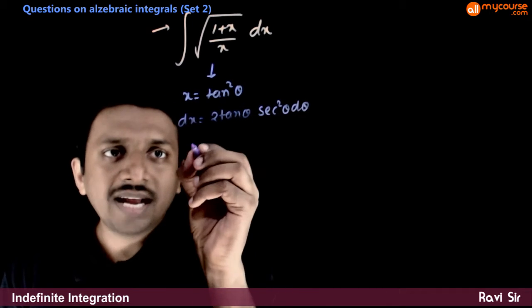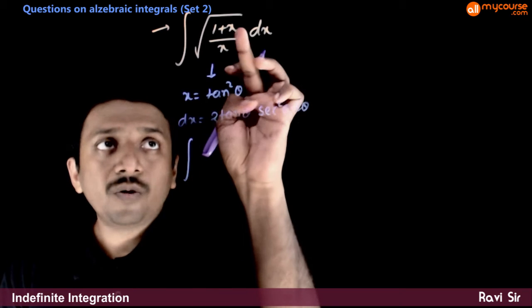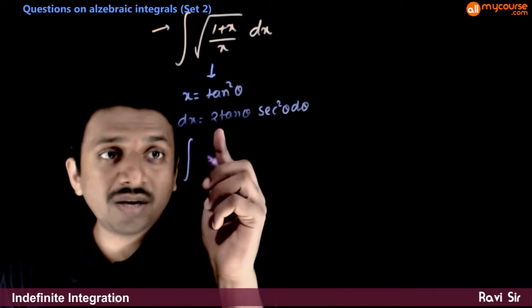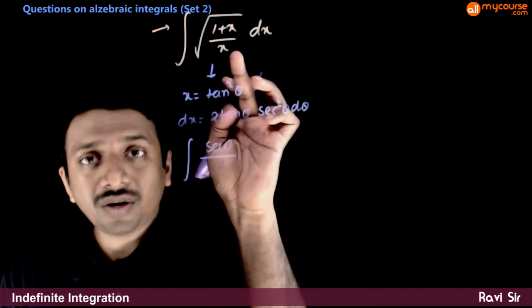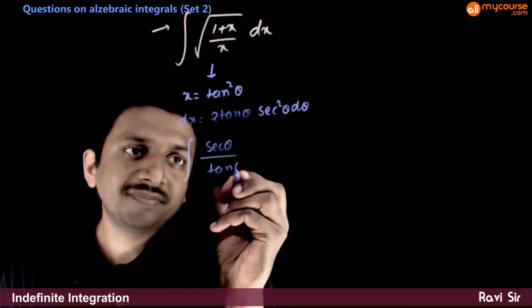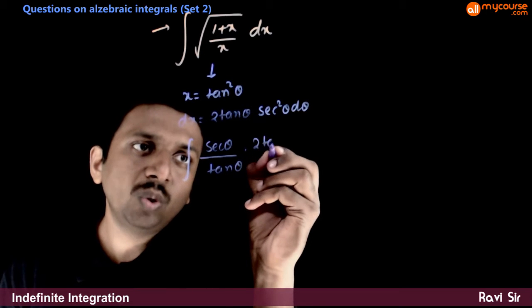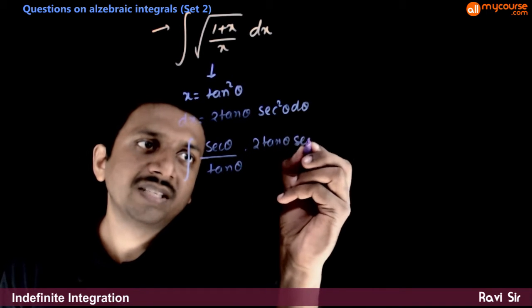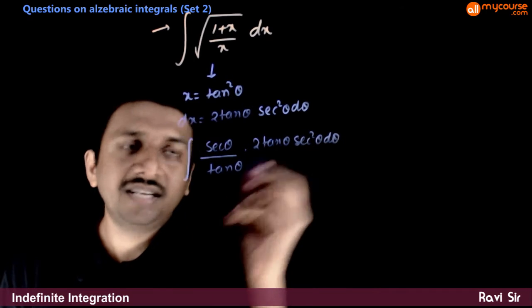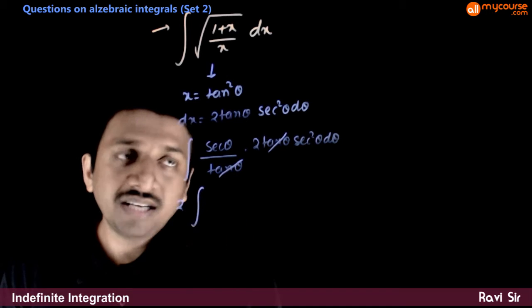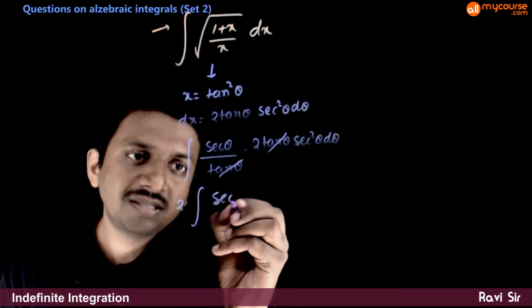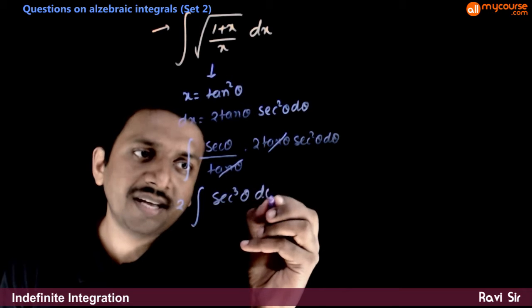and this integration becomes root of 1 plus tan square theta, which is secant square theta, the root is secant theta, by root of tan square theta, which is tan theta, times 2 tan theta secant square theta d theta. So tan theta gets cancelled. 2 times integration of secant cube theta d theta.